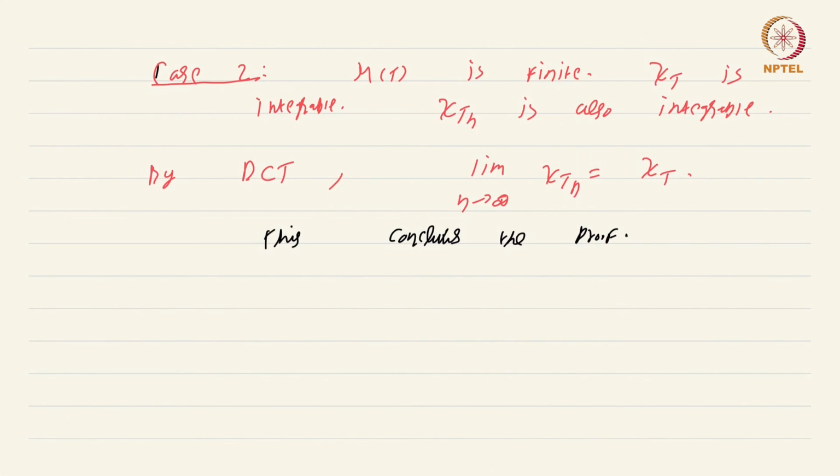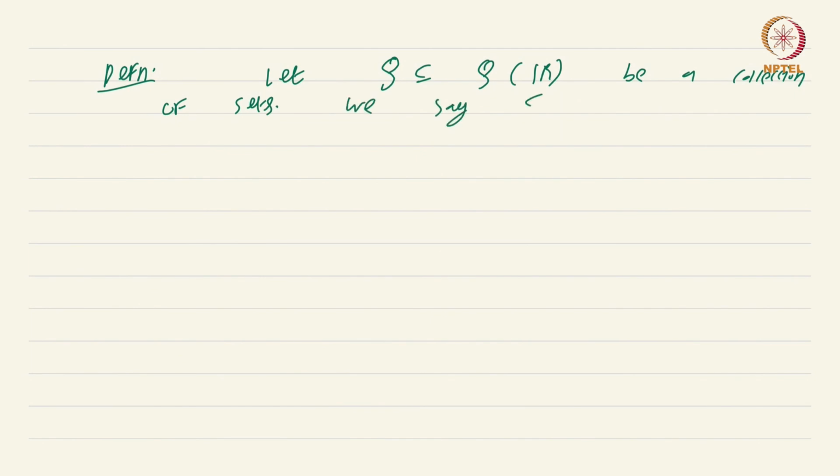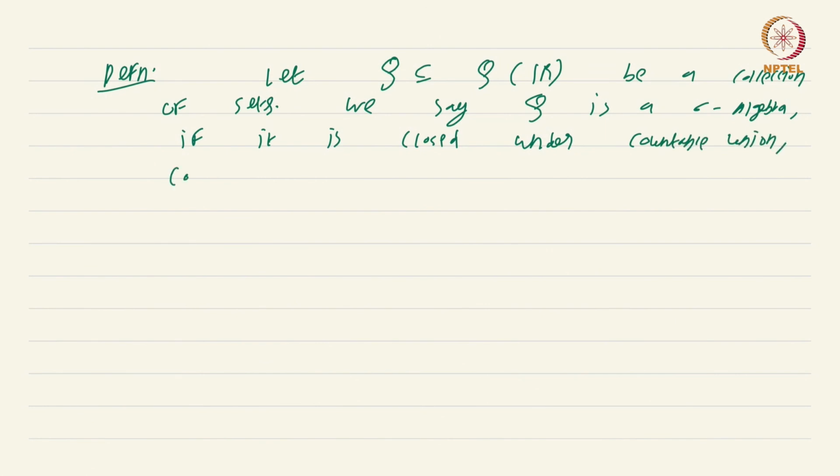So let me just summarize a bit of useful information by giving a definition. Let P, a subset of the power set of R, be a collection of sets. We say P is a sigma algebra if it is closed under countable union, complements, and if the empty set and R are both elements of P.